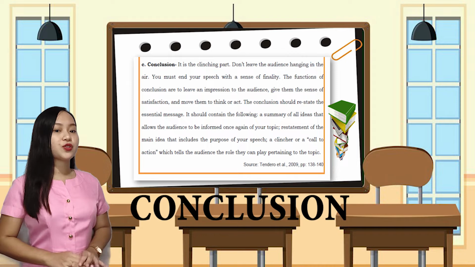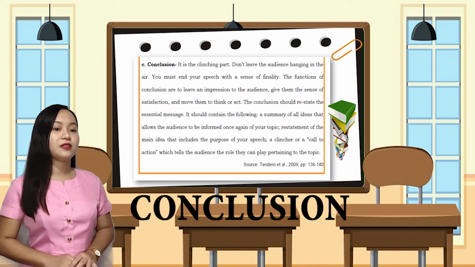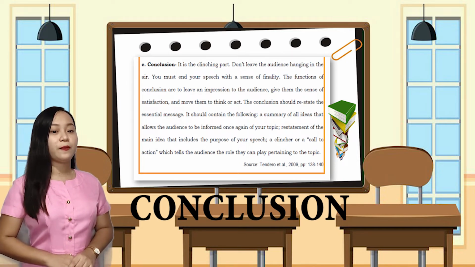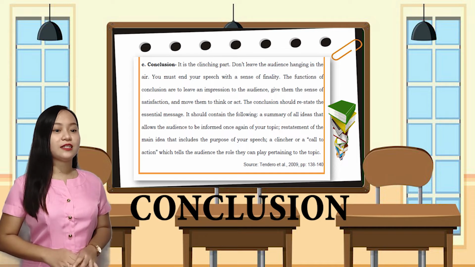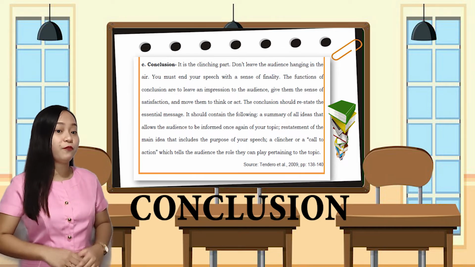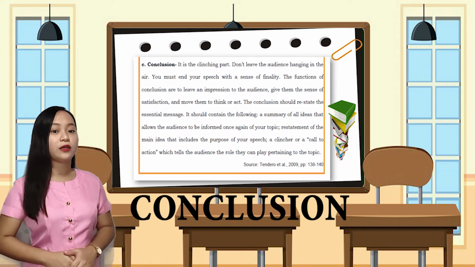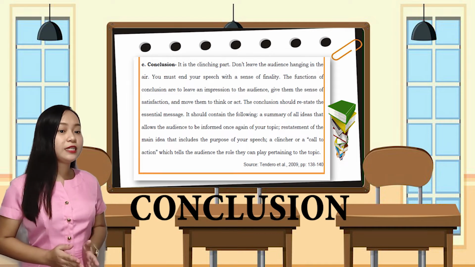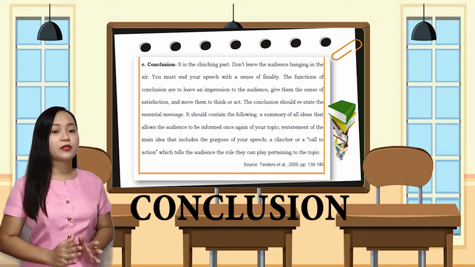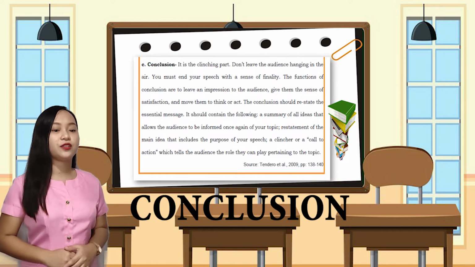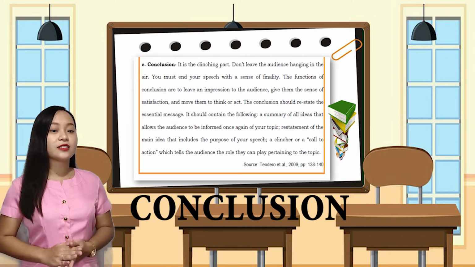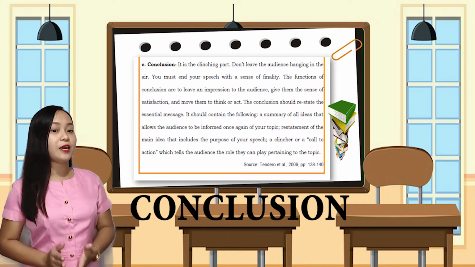The conclusion should restate the essential message. It should contain the following: a summary of all ideas that allows the audience to be informed once again of your topic, a restatement of the main idea that includes the purpose of your speech, and a clincher or a call to action, which tells the audience the role they can play pertaining to the topic.